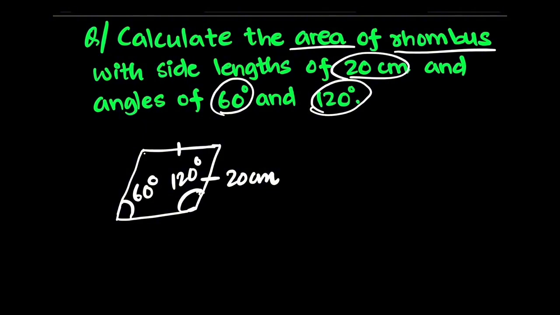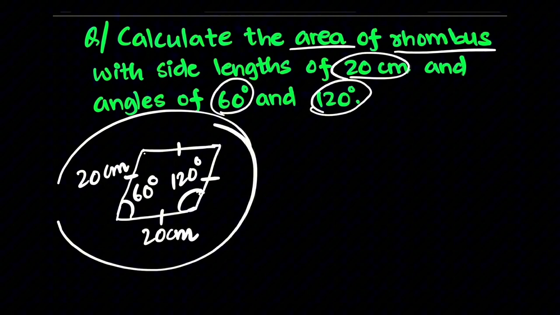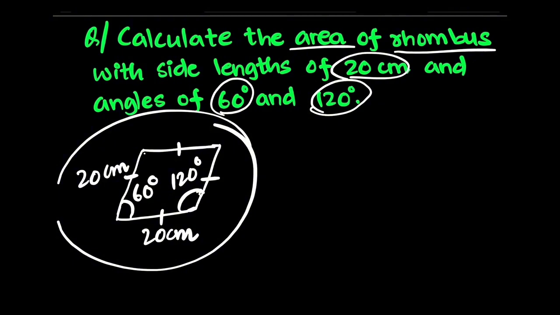Since all the side lengths of a rhombus are equal, all the side lengths will be 20 centimeters. So this side length also equals 20 centimeter. Since rhombus is a special parallelogram with all side lengths equal, let's use the formula for area of parallelogram, which is ab sine theta.